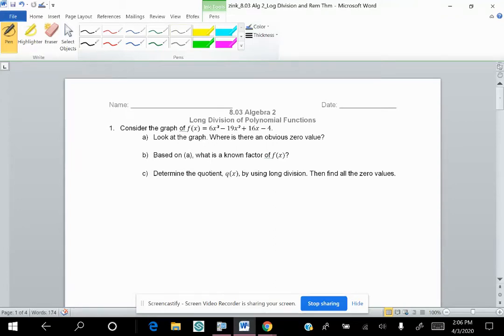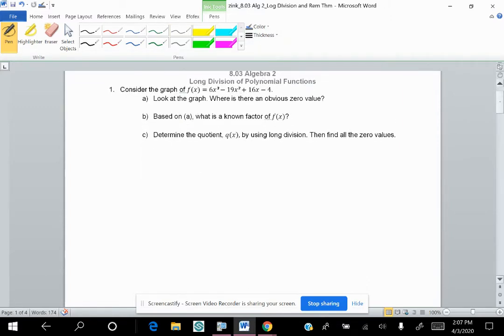We are doing 8.03 Algebra 2 today, which is long division of polynomial functions, and it is a lot of fun, let me tell you. I really do enjoy long division, but it is really similar to long division that you guys did in elementary school, except it's a little bit more fun because we've got variables in it now and a little bit more sophisticated.